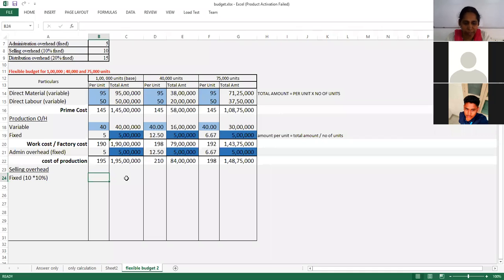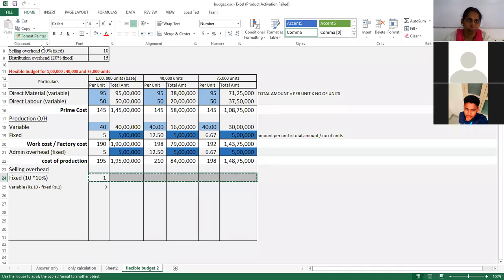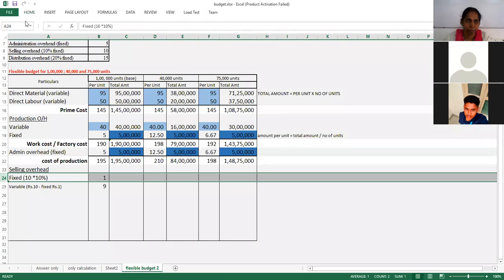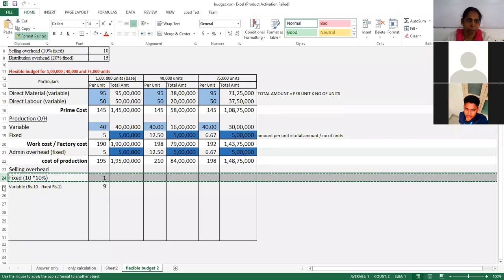How much is it coming? 10 rupees into 10 percent, 1 rupee is coming. So the remaining will be variable. Variable equal to rupees 10 minus 1 fixed, rupee 1. So how much is it coming? 9 rupees. Okay, is it done?